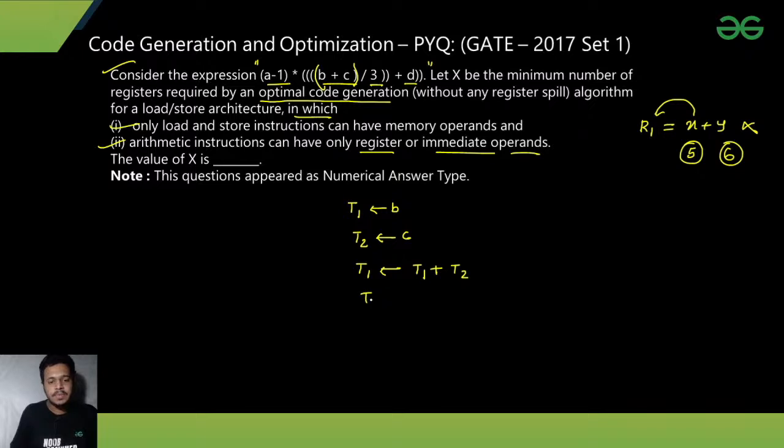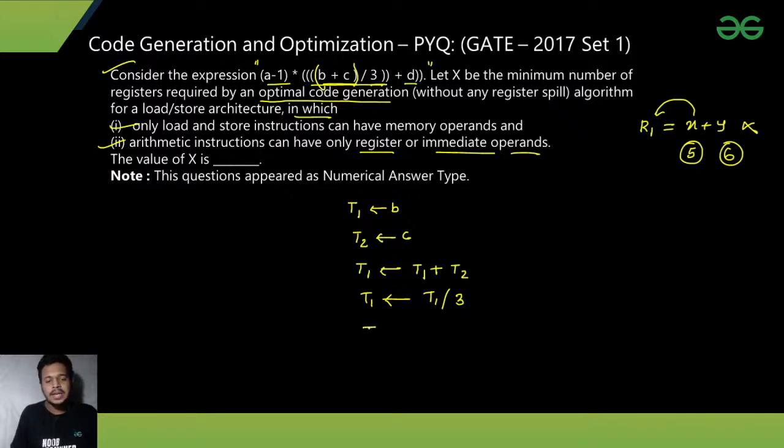Next, whatever T1 is containing should be divided by 3, and 3 is an immediate operand. So we can take it; an immediate operand is applicable. So T1 is equal to T1 divided by 3. Fine. Now the next thing is that the whole value should be added with D.